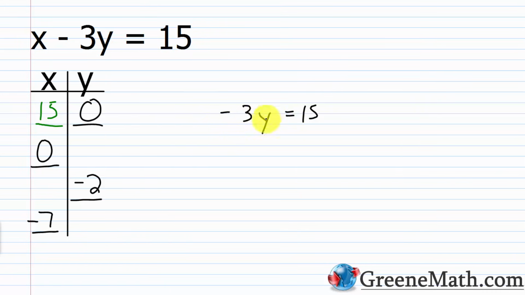So to solve for y, we already know how to do that. I want to isolate y, so I just divide both sides of the equation by negative 3. Nothing we haven't done before. This will cancel with this, and I'll just have y, and then it equals 15 divided by negative 3, which is negative 5. So if x is 0, y equals negative 5.